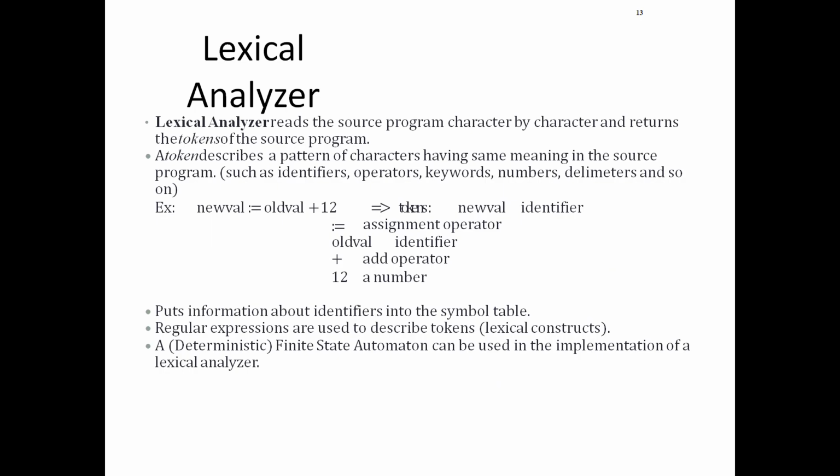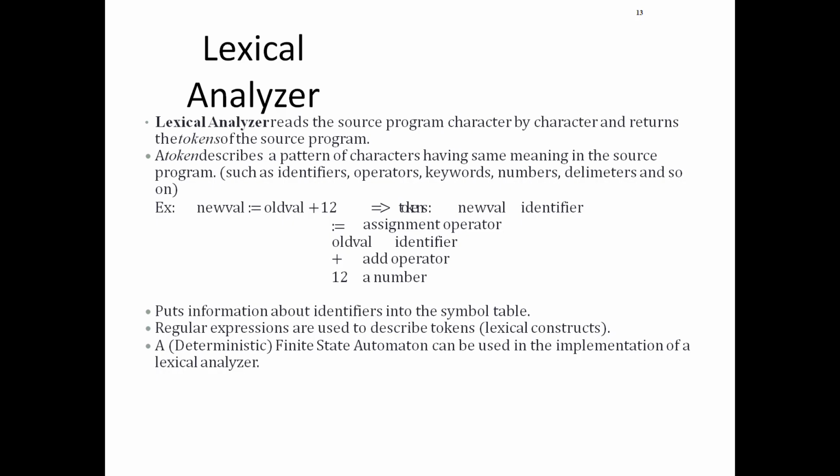First one is the lexical analyzer. The first phase of the compiler is the lexical analyzer. What the lexical analyzer does is it reads the source program character by character and returns the tokens of the source program. As I told, the input for the lexical analyzer is a source program, and the output is the tokens. So what is meant by tokens actually? A token describes a pattern of characters having the same meaning in the source program. The different types of tokens are identifiers, operators, keywords, numbers, delimiters, and so on. So these are all different tokens.